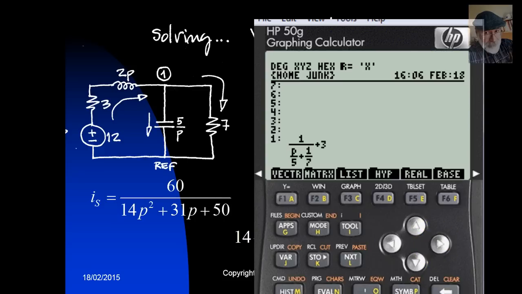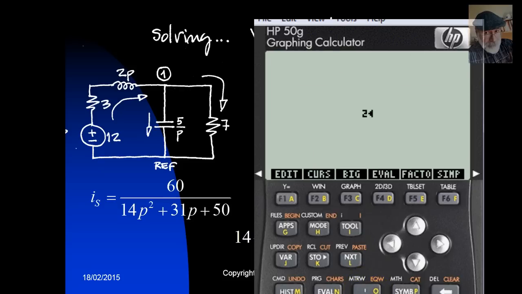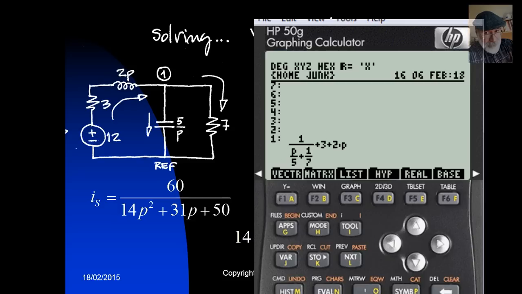Add 3 in series, go back to the equation writer to write 2p. Add that in series too, simplify, and that is going to be the equivalent impedance seen by the 12-volt source. Now let me type 12, swap, divide, and simplify with the evaluation key, and that's going to be the same differential equation that we had before, painlessly.